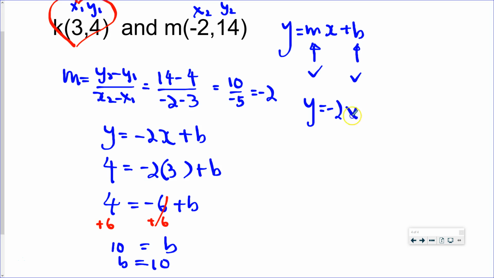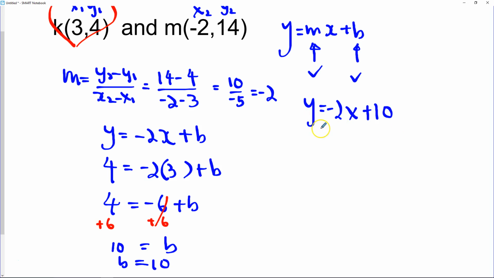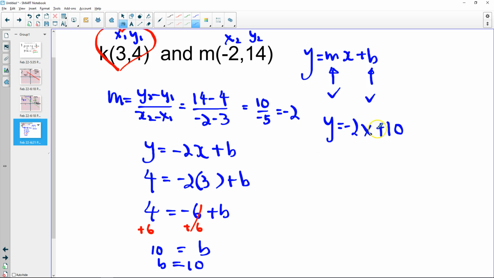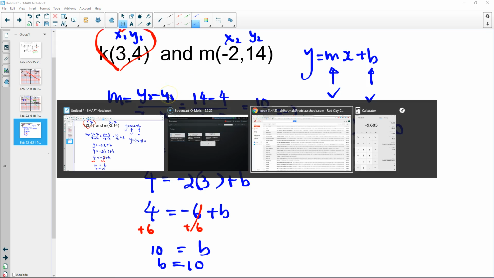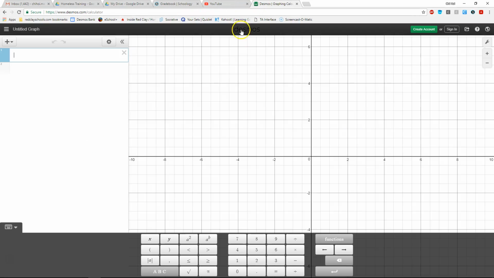-2x plus 10. So we have this equation now. So this equation is done. Y is equal to -2x plus 10. I can quickly double check it on, let's say, Desmos or something. I can check this equation and see if it actually gets through these 2 points, okay?